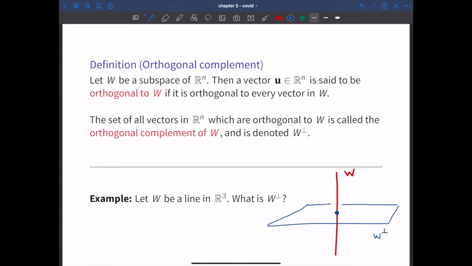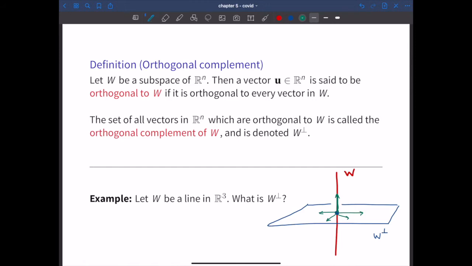The special thing about this plane is that any vector in this plane is orthogonal to any vector on the line. Doesn't matter which two vectors we pick. Any vector on the plane is orthogonal to any vector on the line. And that's what makes these two subspaces orthogonal complements of each other.